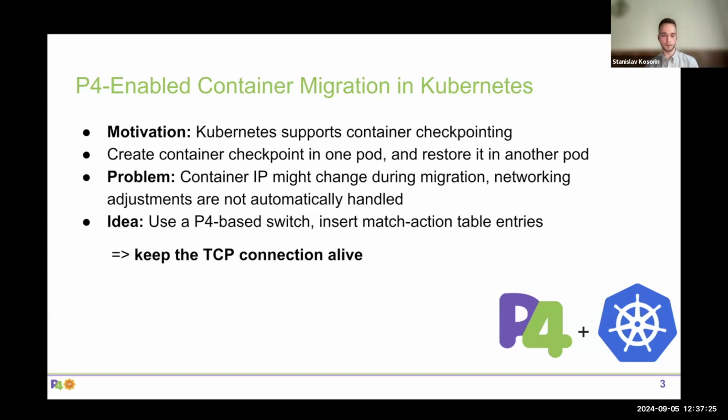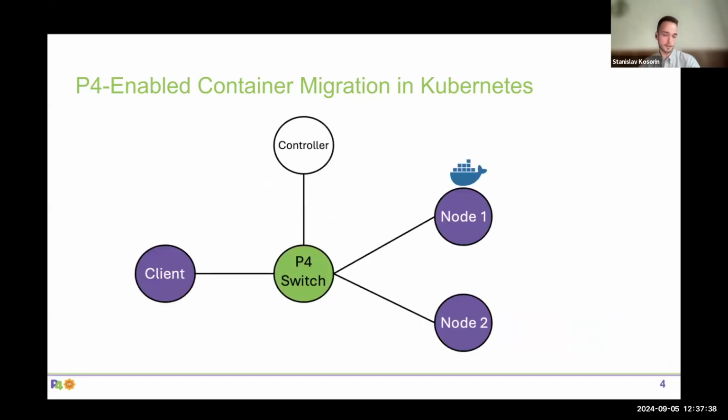So our idea was to use a P4-based switch to dynamically insert match action table entries after migration to essentially keep the TCP connection alive. To illustrate this, I created a little bit of a diagram. Here we have a client connecting to the P4 switch and two nodes on the other side. There's a container running on node 1, and the client establishes a TCP connection to this node.